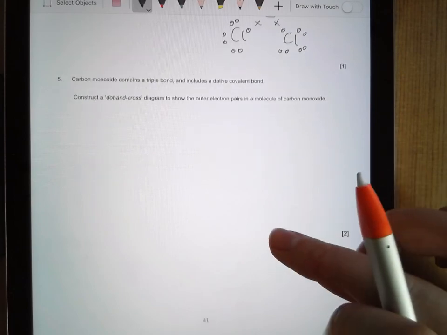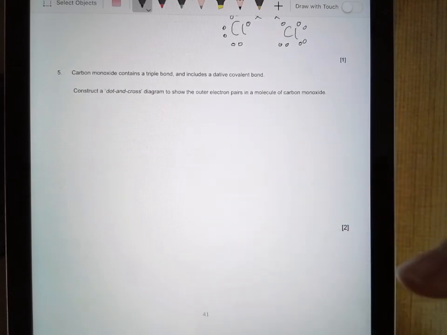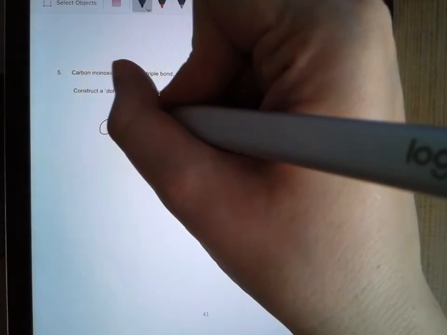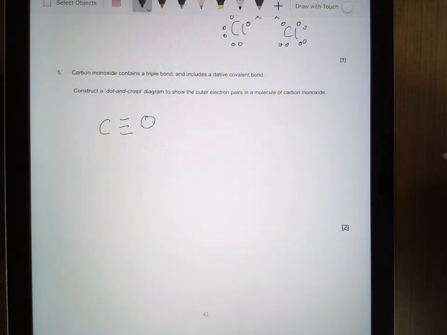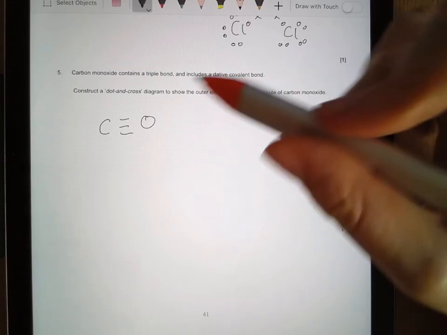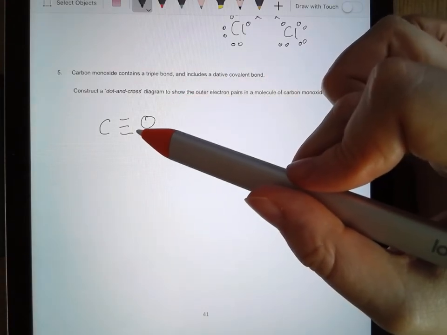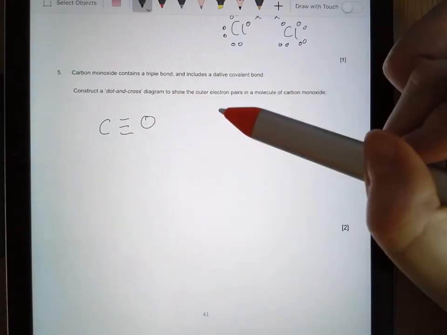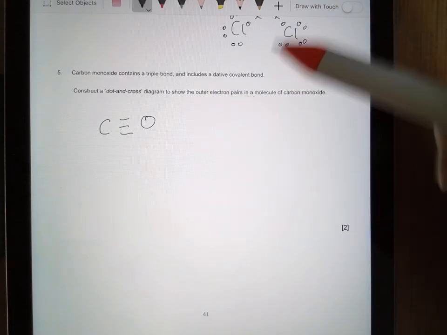Next up, it says you've got carbon monoxide, and it tells you that you've got a triple bond. So carbon monoxide is carbon bonded to 1 oxygen. It tells you you've got a triple bond, and it tells you that one of those bonds is dative covalent. So one of those bonds contains 2 electrons that have each come from the same atom. You need to construct a dot and cross to show the electrons.